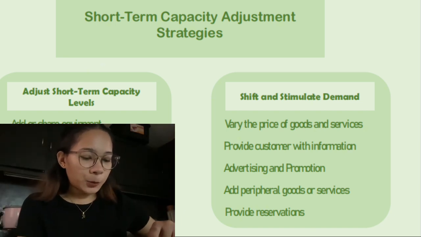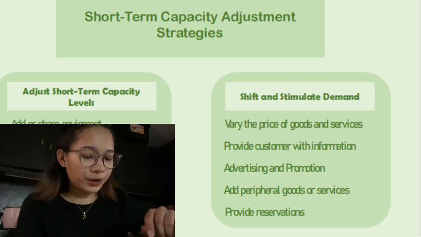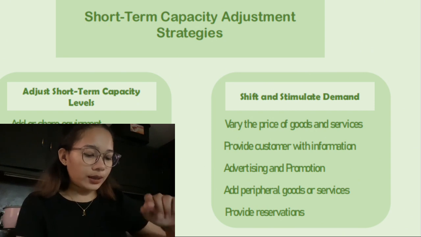Vary the price of goods and services. A change in demand describes a shift in consumer desire to purchase a particular good or service irrespective of variation in its price.